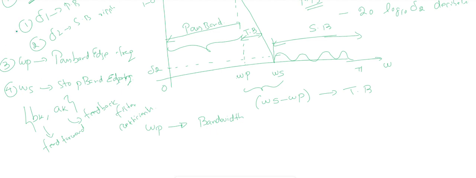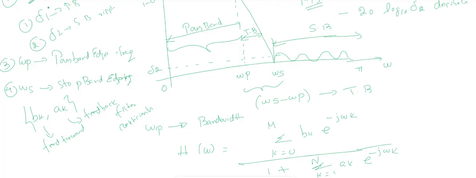According to this specification, we can select the parameters ak and bk in the frequency response characteristics. The frequency response H of omega is equal to the summation of k equal to 0 to m, bk into e power minus j omega k, divided by 1 plus the summation of k equal to 1 to n, ak into e power minus j omega k.